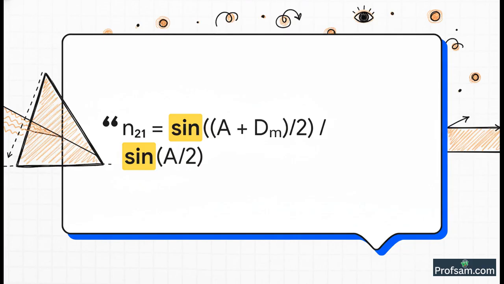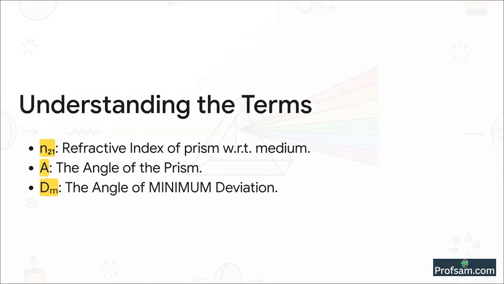The refractive index, n21, is equal to sine of (A plus δm) by 2, the whole thing divided by sine of A by 2. Please take a moment, look at it, and burn this into your memory. You have to know it exactly like this. Now, a formula is useless if we don't know what the symbols mean, so let's quickly understand them.